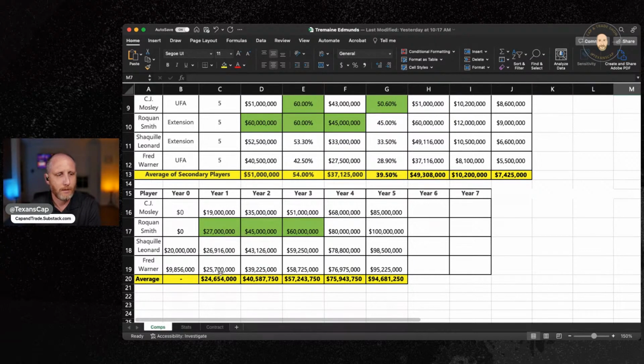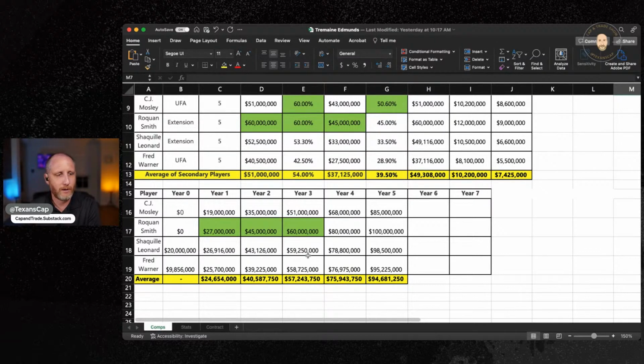Roquan Smith, $27 million in year 1. $45 million, $60 million. Shaquille Leonard was doing pretty strong, staying right with him. That's pretty good. He had a $20 million year zero, which is a pretty big number on an extension. And then had a soft year one, and then the money really kicks in year two for him.